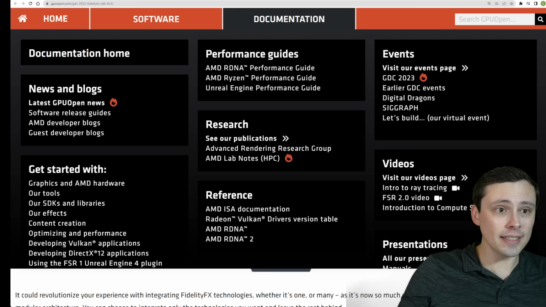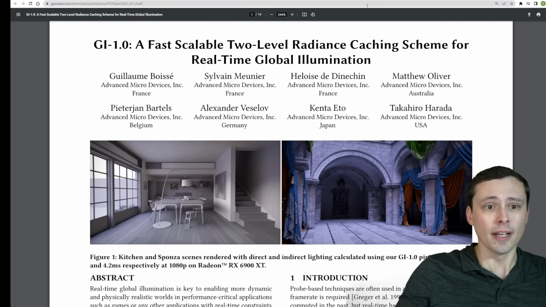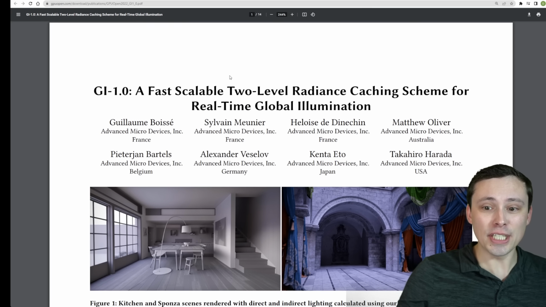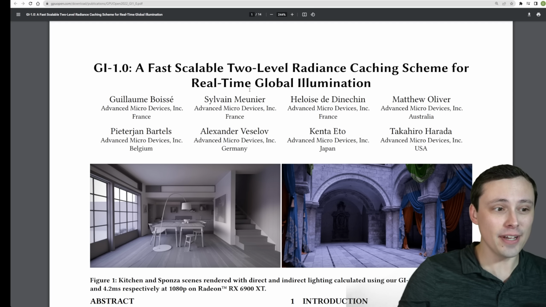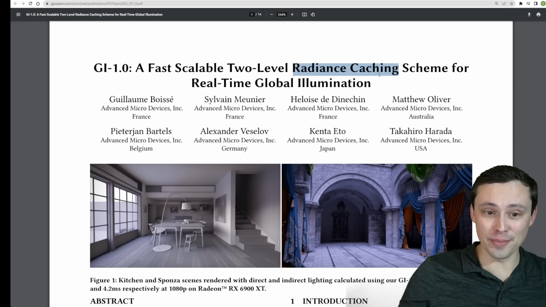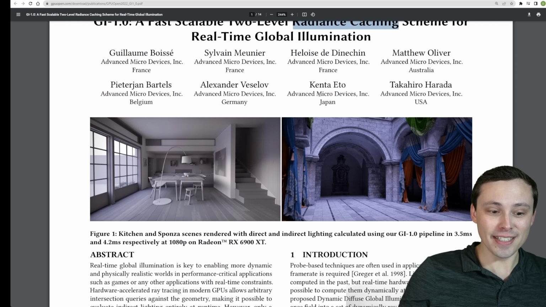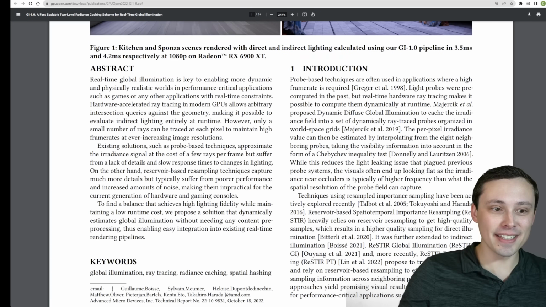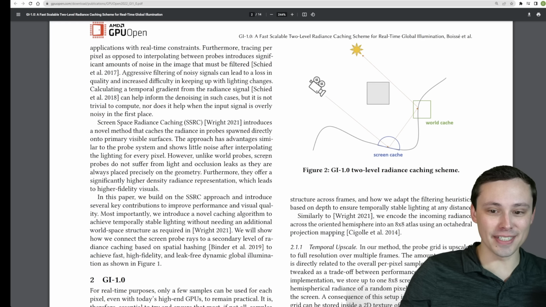Although they did get into, where is it here? There was a very interesting presentation, although it's very detail heavy, on a new real-time global illumination technology using Radiance Caching to improve its performance. I thought this was fascinating, but honestly, guys, I think this is a little too in-depth of a paper for me to go into all the details here, but I will link it here.